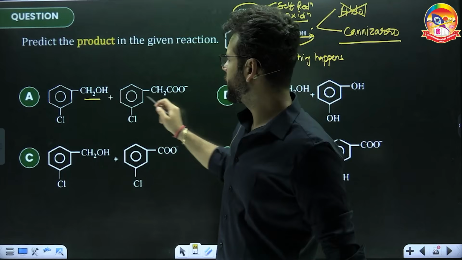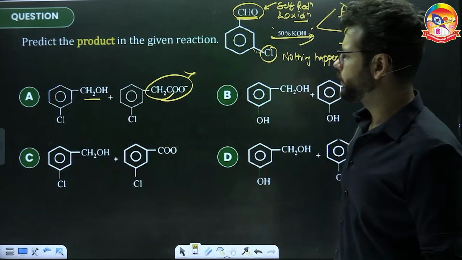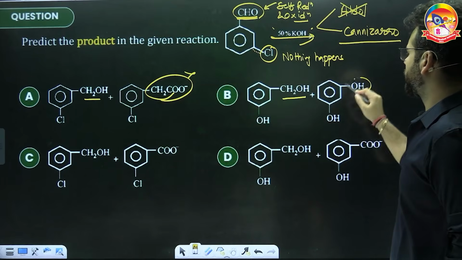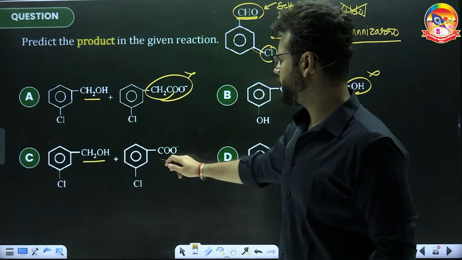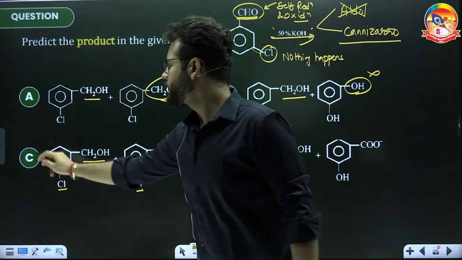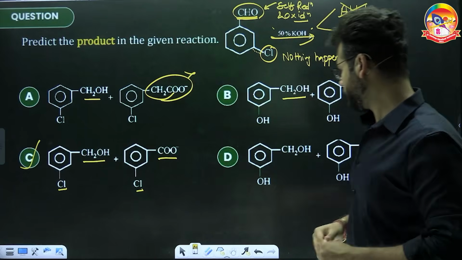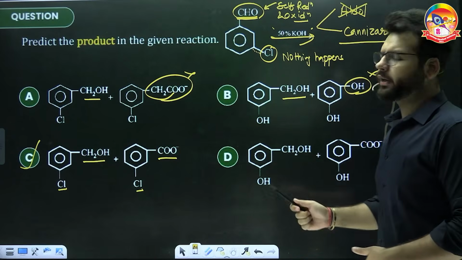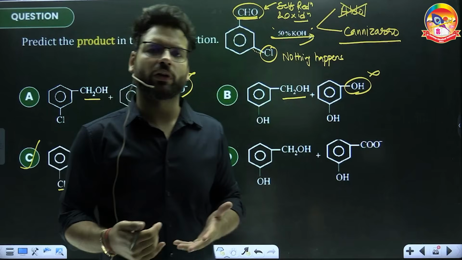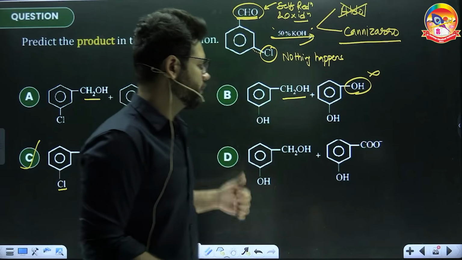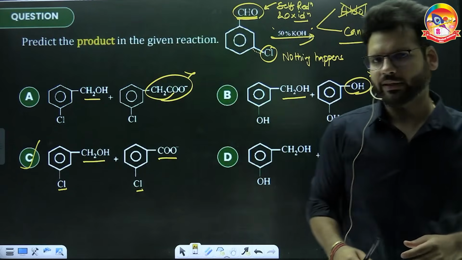Benzyl alcohol, but this is not correct. This is acetate group. Benzyl alcohol, this is not correct. This is phenol group. Benzyl alcohol and benzoate. Chlorine remains as it is. C is your answer. Not D, because I told you that due to double bond character, the chlorobenzene will not get converted to phenol, but only the benzaldehyde will undergo the self-reduction oxidation.